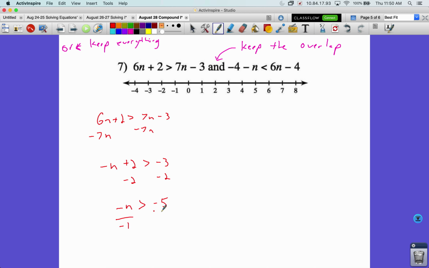Now divide both sides by -1. Here's where things flip. N is less than +5. Box around that. All right, we'll deal with the other side now. -4 is less than n is less than 6n minus 4. Moving everything to the left. The reason I'm doing that is because I like using that trick where the inequality faces in the direction that the arrow goes.